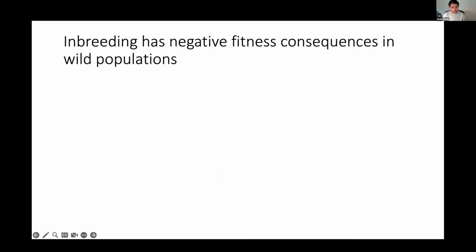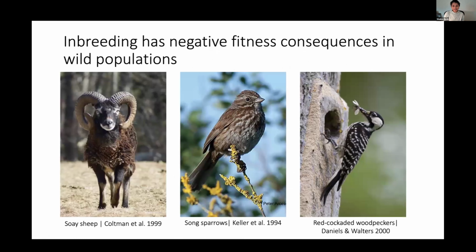Inbreeding is known to have negative fitness consequences, which have been documented even in wild populations. I'll just go over some classic examples of some of these studies. For example, inbred Soay sheep from an island population have been shown to be more susceptible to parasite infections. Inbred song sparrows, also from an island population, have been documented to be more susceptible to mortality in storm events. And inbreeding in red-cockaded woodpeckers has been shown to result in lower hatching rates and lower survival rates in the offspring.